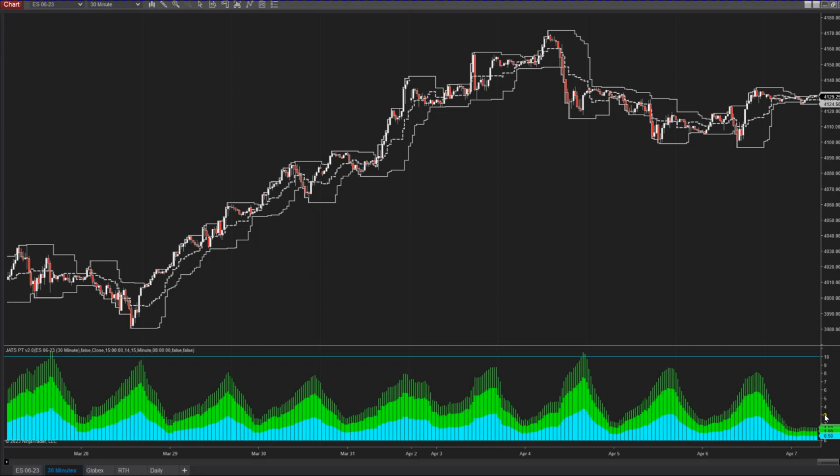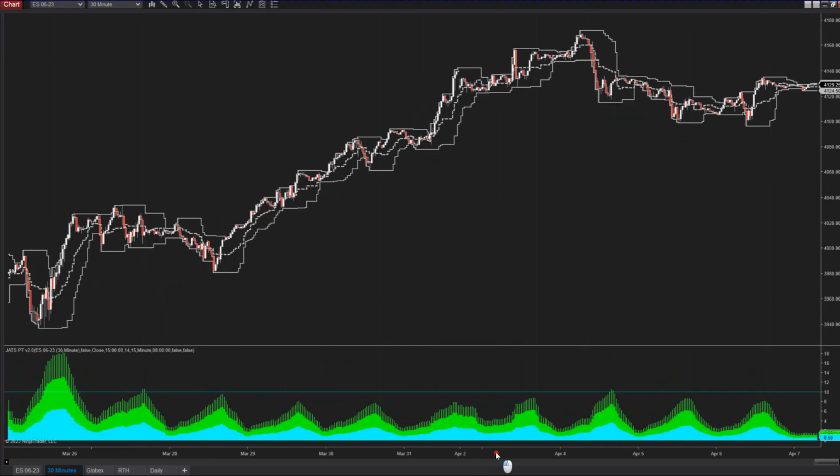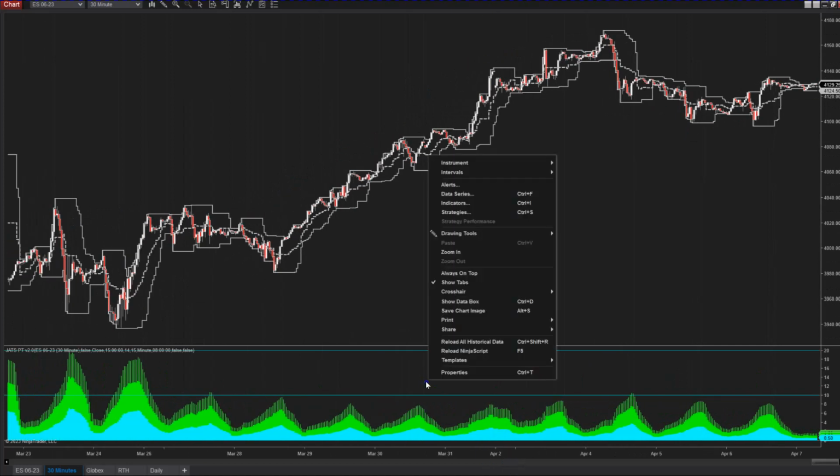Good morning. I'm going to go through the PT2 indicator, setting it up for your chart. In this example, this is a 30-minute chart of the E-mini S&P 500, and I have the Jats PT2 on the bottom. Profit Target 2. There was a version 1, and now this is version 2.